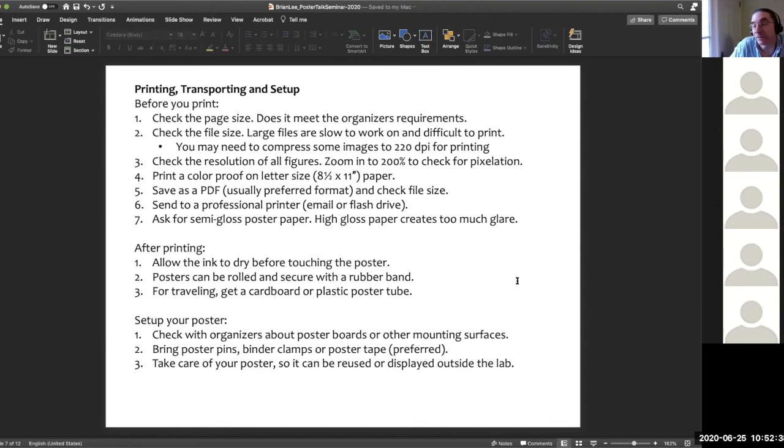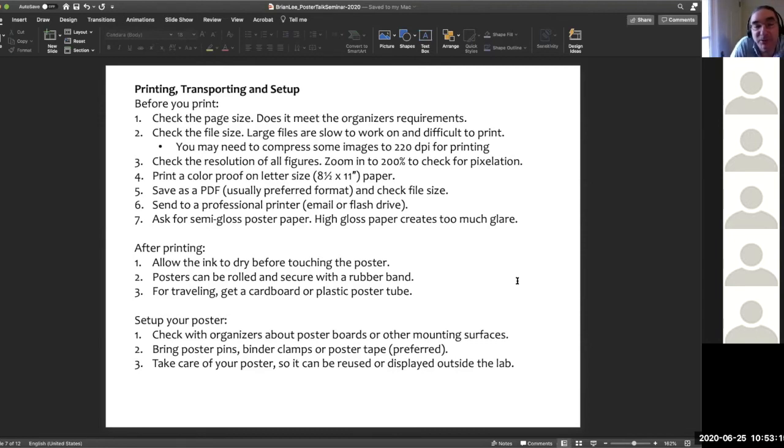And check the file size. Again, large files slow things down when you're actually working with them and editing a poster. So take a look at the figures. You can compress images down. In PowerPoint, it's easy to compress images down to 220 dots per inch, which is a good resolution for printing. And if they're too large, then it gets difficult to print because maybe you can't email the file, or you'll have to put it on a flash drive and carry it over to the print office.